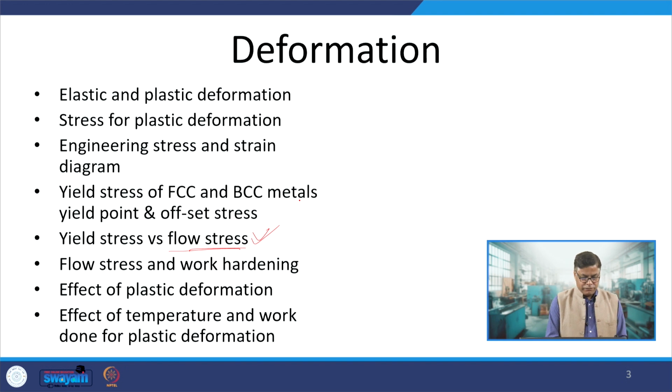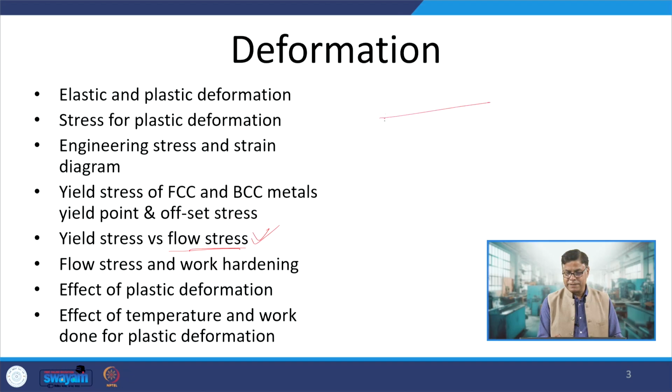The flow stress and work hardening are directly related. So, when we work harden and cause the plastic deformation, like say this is the material in annealed condition offering us the value of the flow stress sigma 1.